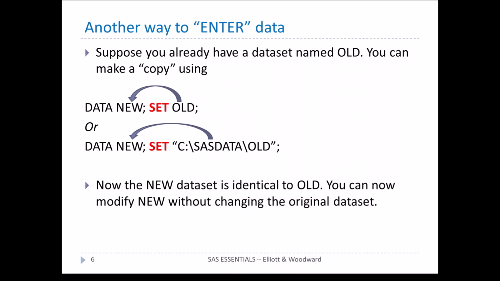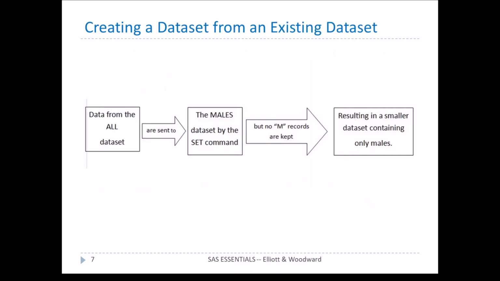And it's very simple. You say data, whatever you want your new data set to be named, semicolon, set, whatever the old name is. So here's two examples of that. Data new; set old; and data new; set, and you can use the Windows folder file information as well. So taking an old data set or a current data set, basically copying it into a new data set, and then you can manipulate the new data set.